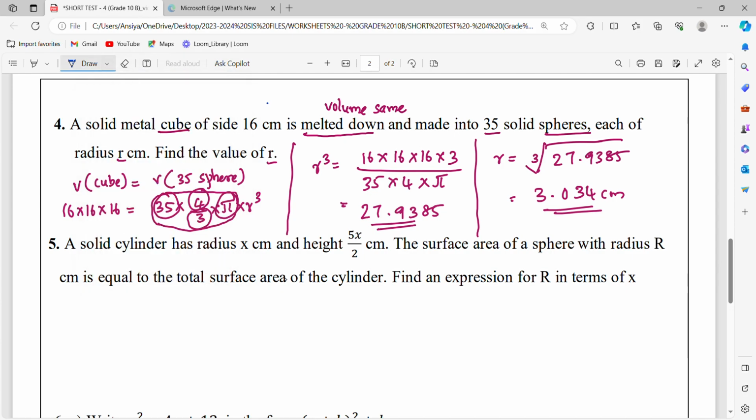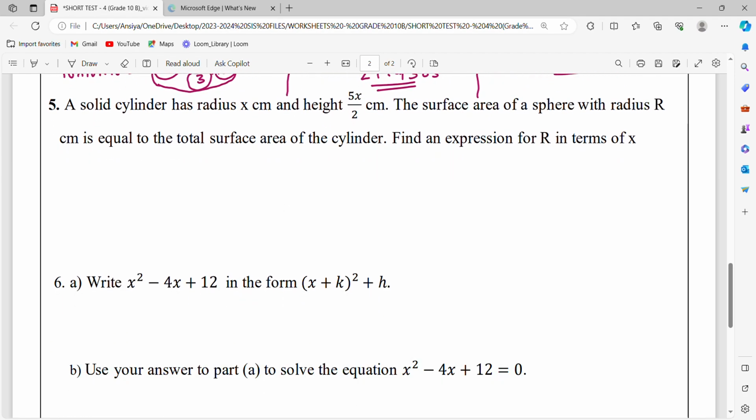So here the main clue is melted down in the sense same volume. So question 3 and 4 are of similar patterns, and here one more difference is it is equal to 35 spheres. So that number 35 is very important. And then write down the formula. Actually we didn't write the formula here. Length times width times height is equal to 35 times 4 by 3 pi r cube. Please write the formula, then substitution, and find out the missing value.